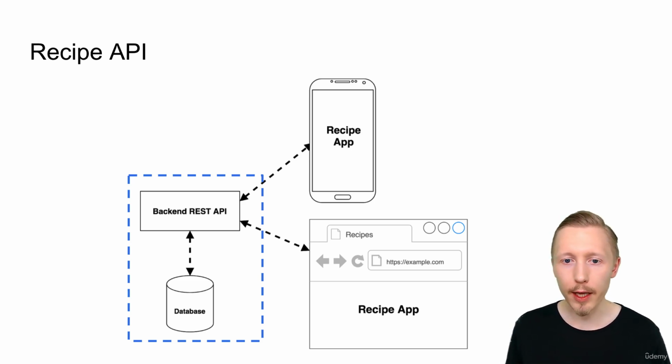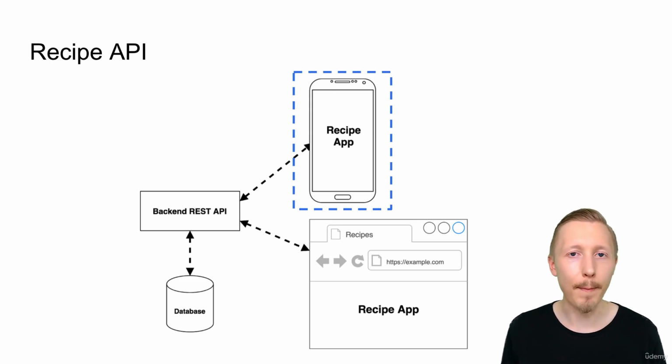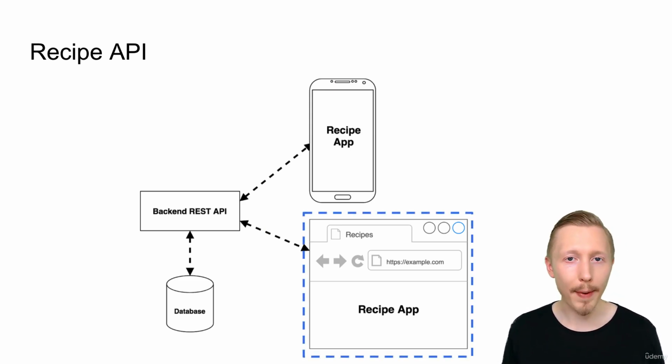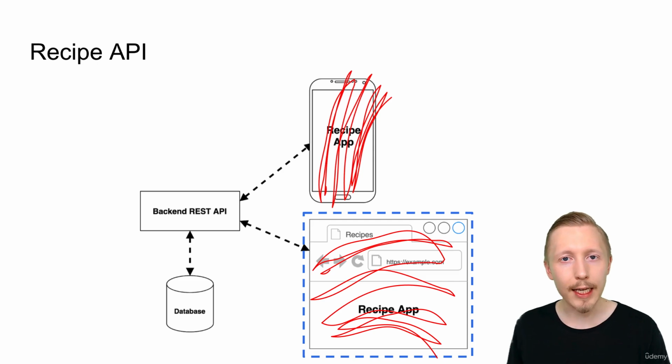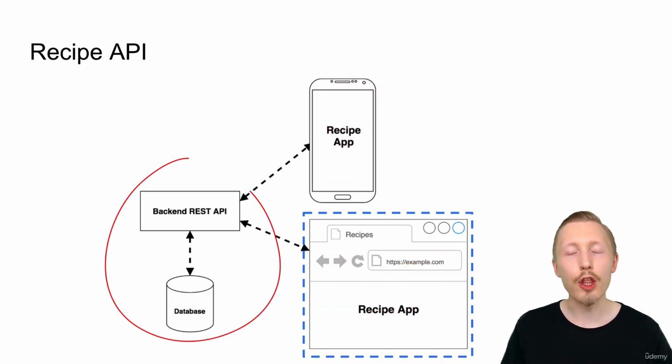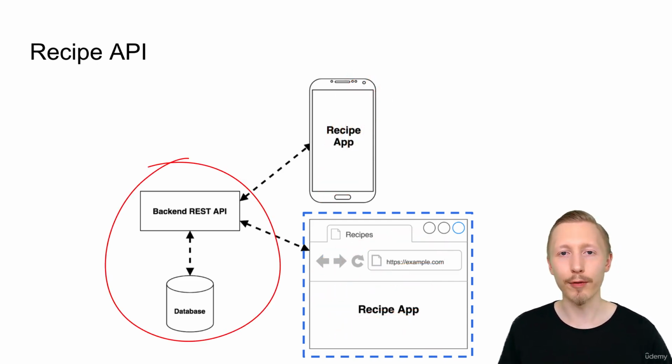Once we've built the API, you might want to use it for creating a mobile app, such as an Android or an iOS app, or a web app. That's just an app that runs in the browser and uses our API to do certain functionality. We're not going to be actually building the front end in this course. We're just going to be focusing on the back end and the database of the app.